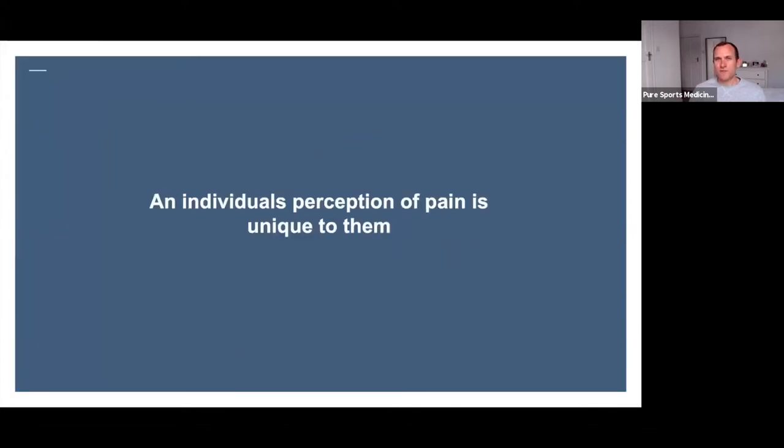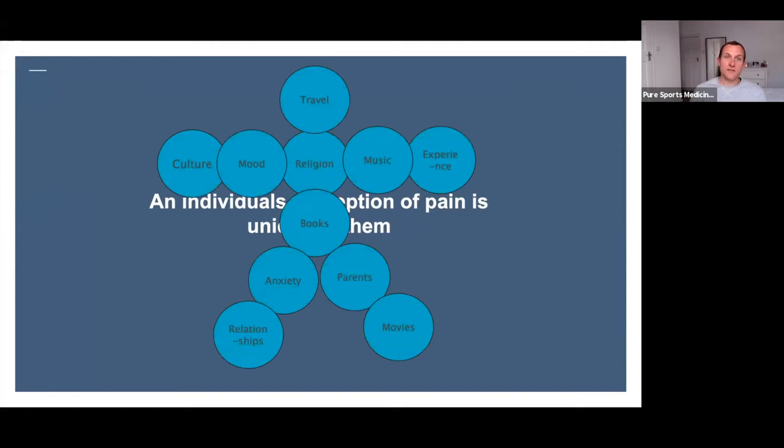The final point, and whenever we talk about pain, the minute we start talking about pain, the reality is that we're starting to delve into some of the complexities of the human being. An individual's perception of pain is absolutely unique to them, and it's influenced, as I've just alluded to, by a number of factors and experiences, a lot of what has come before and what is going to happen in the future.